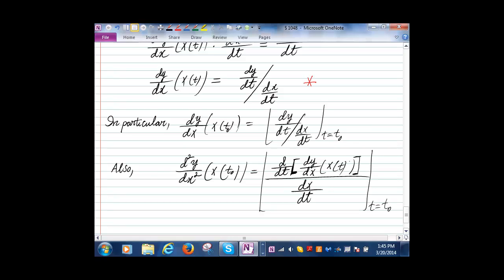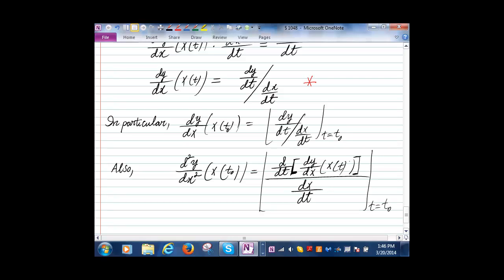Well, the second derivative is needed because maybe I need to know the concavity of the curve. So if I want to know something about the concavity of a curve, I could use the second derivative. So the question is, what's the second derivative of y with respect to x evaluated at x of t0? Remember, x of t0 is the point x0, right? And so what's this second derivative? Well, it's given by this formula here.